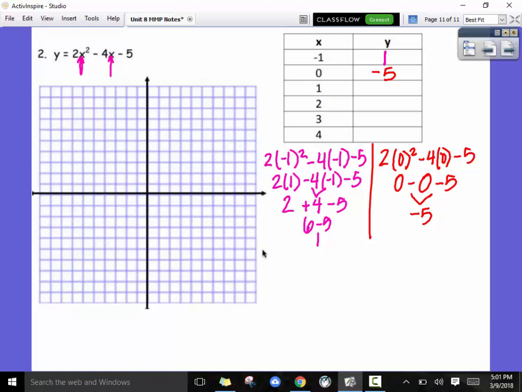Next one, I am going to substitute in a 1. So 2 times 1 squared minus 4 times 1 minus 5. 1 squared is 1. 2 times 1 is 2. Minus 4 times 1 is 4. Minus 5. 2 minus 4 is -2. Minus 5 is -7.